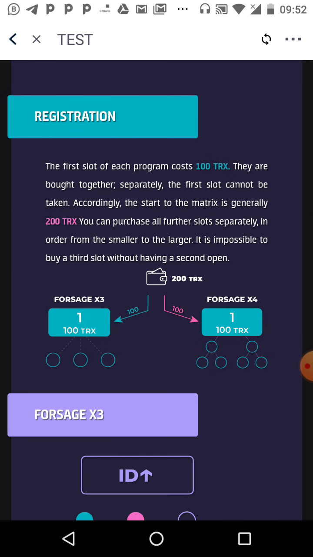Registration. The first slot of each program costs 100 Tron. That's like $8 or $7 or whatever the value is at the moment you're watching this video. They are bought together, separately. The first slot cannot be taken alone. Accordingly, the start of the matrix is generally 200 Tron. That means you can come in with 200 Tron as a starter. But the truth is, what would 200 Tron do for your business?